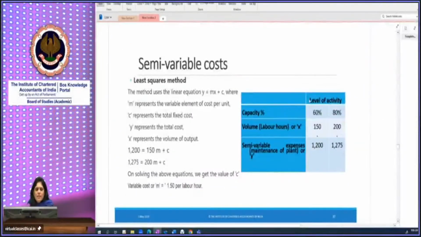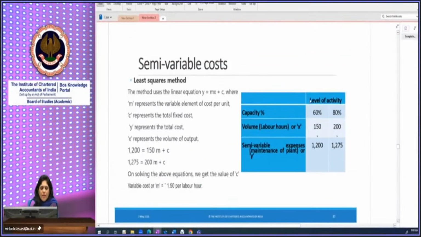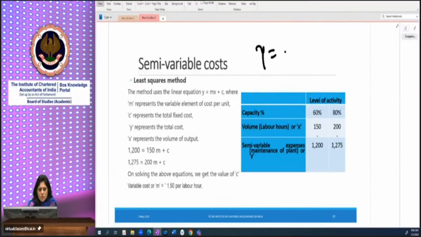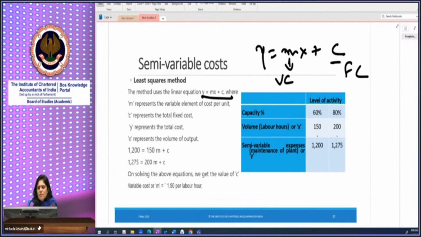Moving further, there's another method, the least square method. I think you can practice. Y represents the total cost. So Y equal to MX plus C. C is fixed cost. M is your variable cost. X must be the units, the output. So variable cost is always variable cost into units. Clear? And Y is the semi-variable, the total cost. All right. So this is how you can do it.